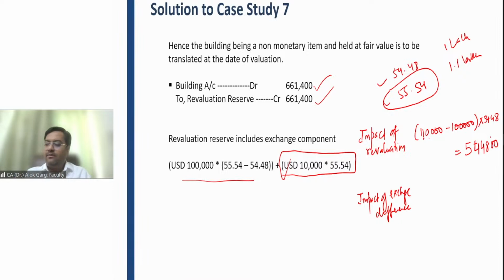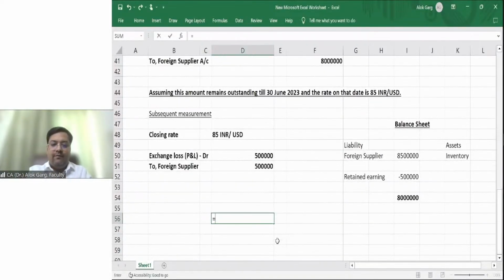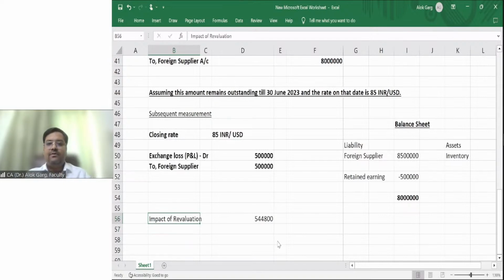Is that right? So let me calculate on the Excel as well. 54.48 multiplied by 10,000 is 5,44,800. This is my impact of revaluation. I hope my Excel file is visible, guys. Impact of revaluation is 5,44,800. Now, impact of exchange difference.